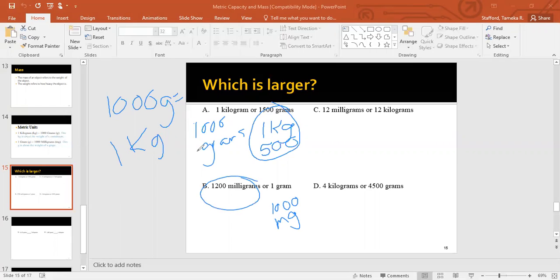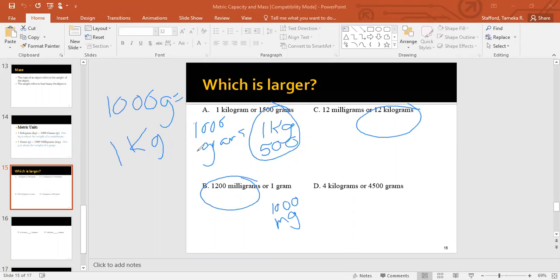All right, let's go to letter C. Letter C, you have 12,000 milligrams or 12 kilograms. Well, we know that there are 1,000 milligrams in just 1 gram. And we know that there are 1,000 grams in 1 kilogram. So we automatically know that 12 kilograms is going to be larger.